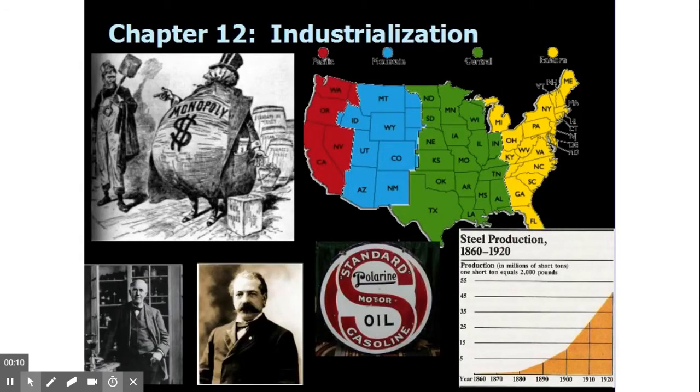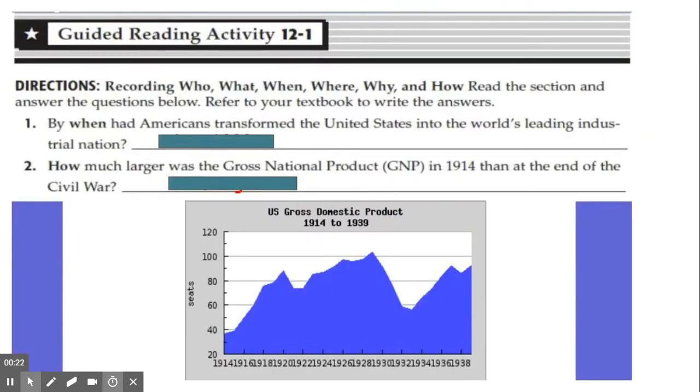And really, in Chapter 12, we're going to talk about how our nation was industrialized very quickly following the end of the Civil War. One of the things that we want to start with is the fact that the Industrial Revolution actually had been going on for some time, starting really before 1800 in England. But really, it's the Civil War that kind of changes everything.